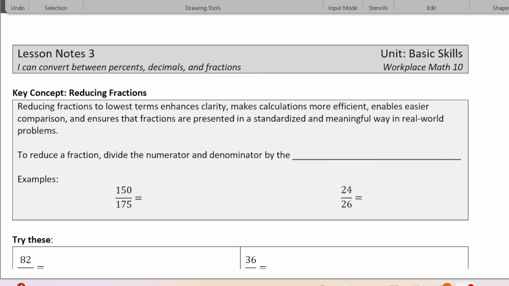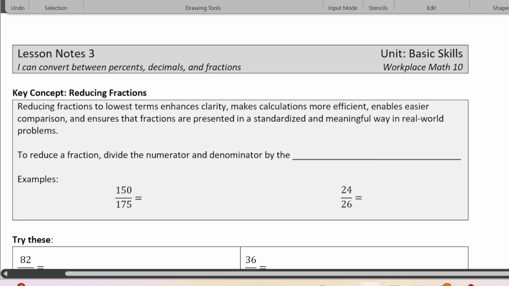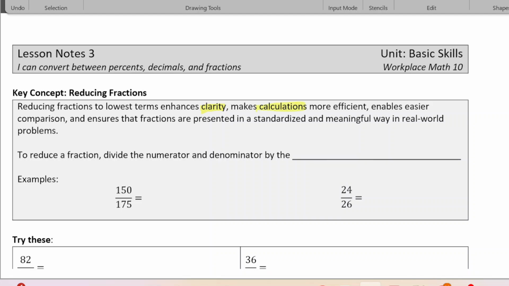Right, this is lesson 3, converting between percents, decimals, and fractions. Okay, so one skill we need to know how to do is to reduce fractions into lowest terms. The reason we want to do this is because it makes fractions more clear. It's easier to understand smaller numbers. If the numbers are smaller, calculations are easier. And you can also compare numbers easier if the numbers are smaller.